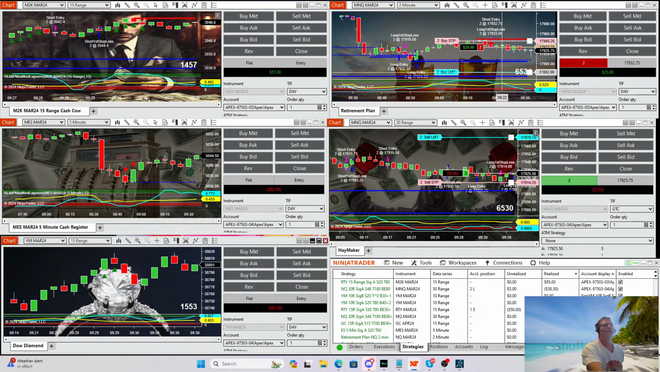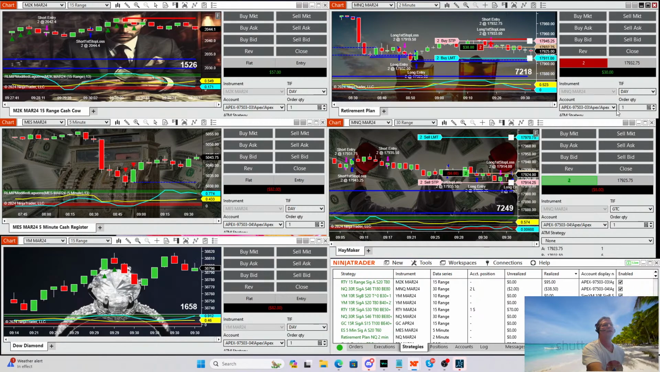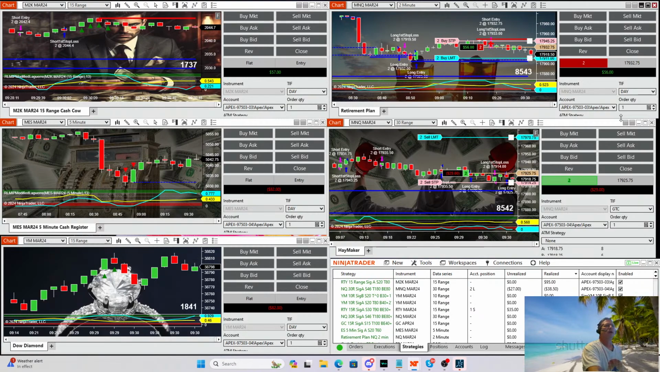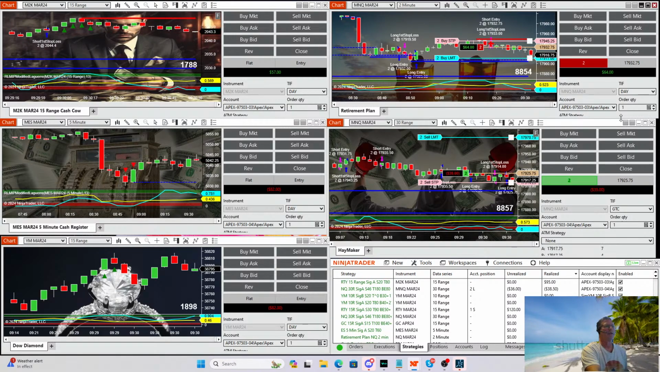Now I got this trade here that's going to move my target right up just below that, just above that area of resistance. I just want a clear path to my target.